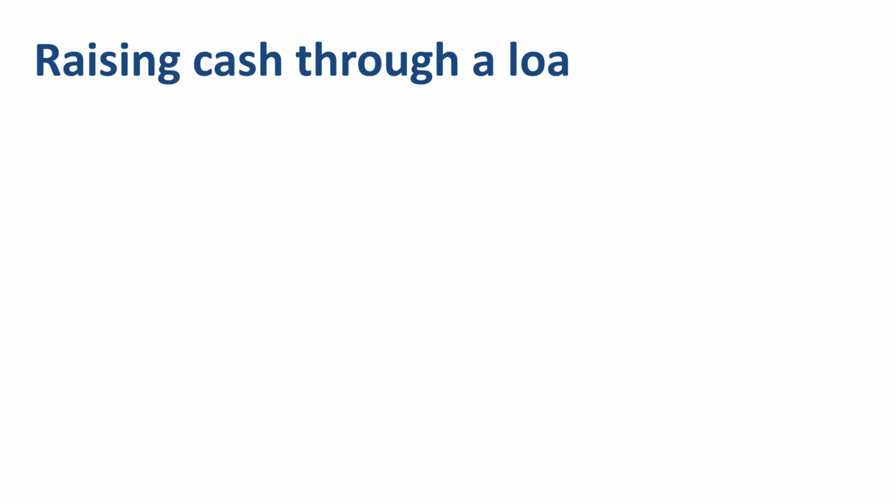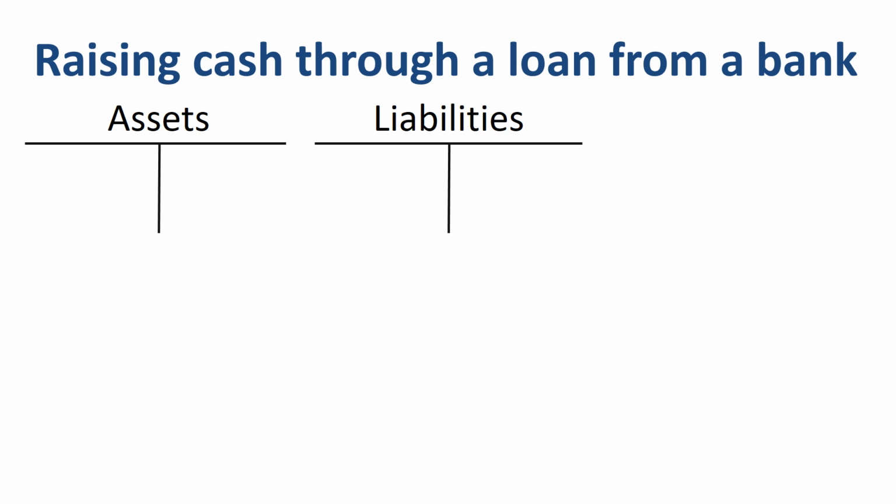If a company raises cash through a loan from a bank, assets and liabilities are affected. More specifically, the cash account within assets increases, the debit side of the journal entry, and so do the liabilities, the credit side of the journal entry, as you owe this money to the bank.